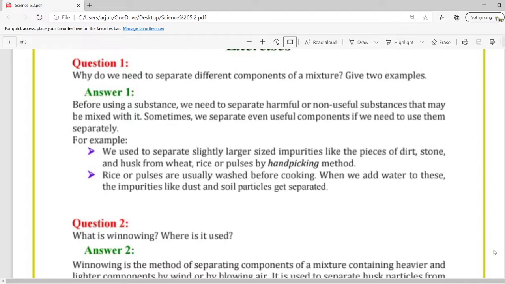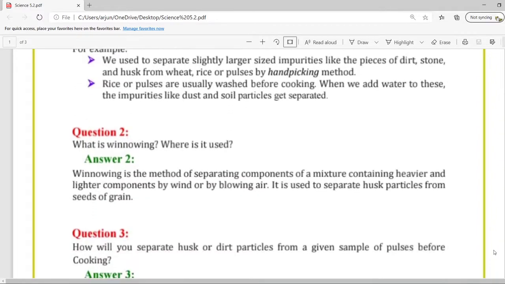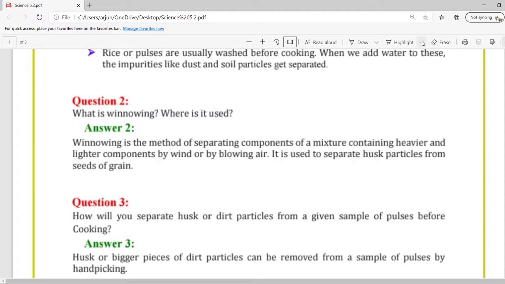And the examples are: we separate slightly larger size impurities like pieces of dirt, stone and husk from wheat, rice or pulses by the hand picking method. The next example is rice or pulses are usually washed before cooking. When we add water to this, the impurities like dust and soil particles get separated. Question number 2.